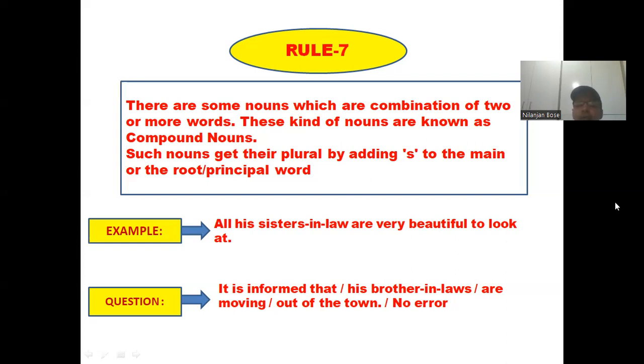In that case, what you are supposed to do, you have to add s to the root word. And here the root word is brother, not the law. And here it is written laws. Instead of that, it should be brothers-in-law, correct? So in the second part, the error lies. So instead of brother-in-laws, it should be brothers-in-law, right?